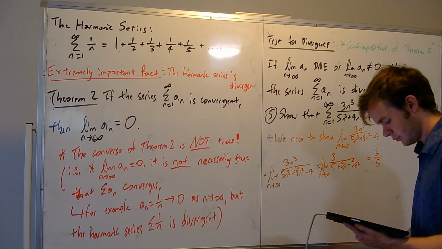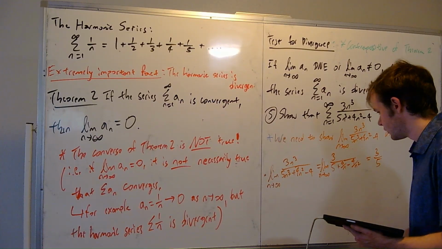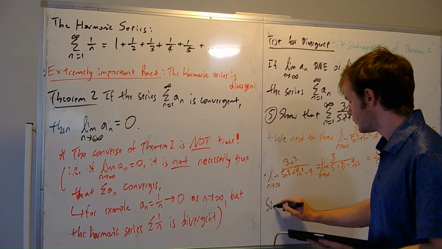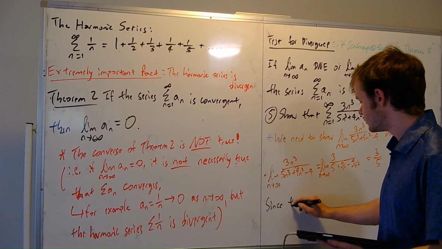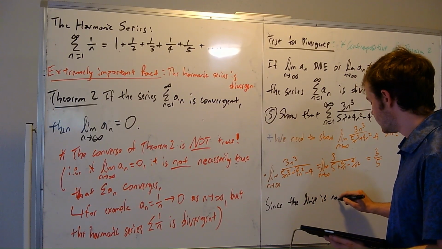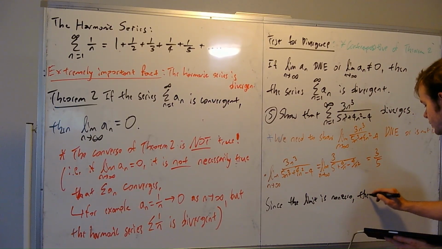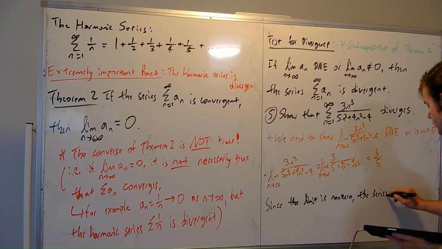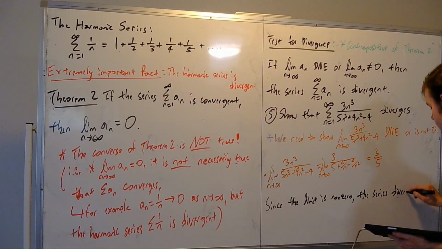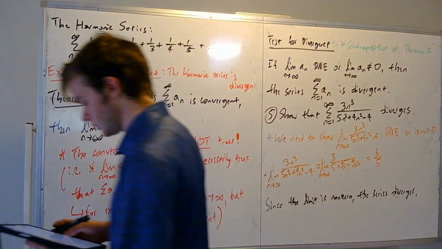So we're just going to say here, since the limit is non-zero, the series diverges. Right, so that's how we figure out if a series is divergent.